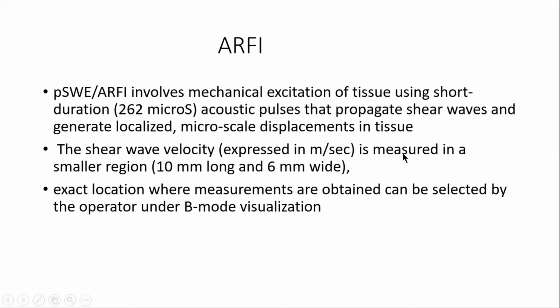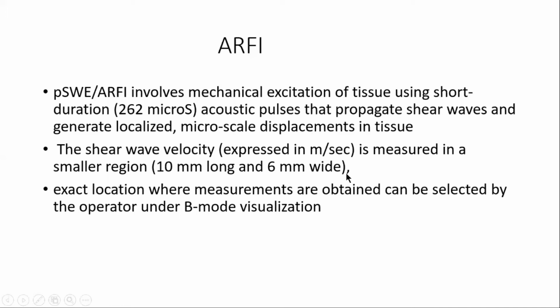Now we will talk about acoustic radiation force impulse imaging or point shear wave imaging, which involves mechanical excitation of the tissue using a short duration 262 microsecond acoustic pulse that propagates shear waves and generates localized microscale displacement in the tissue. The shear wave velocity, expressed in meters per second, is measured in a smaller region, 10 millimeters long and 6 millimeters wide.